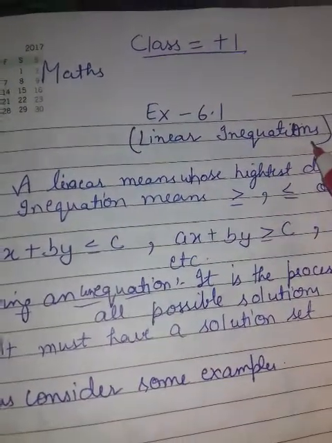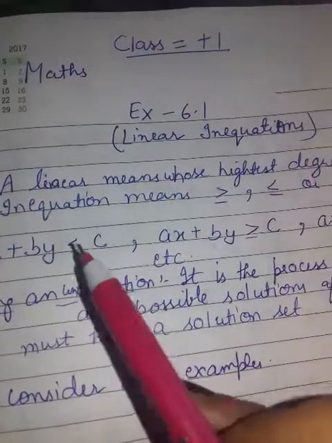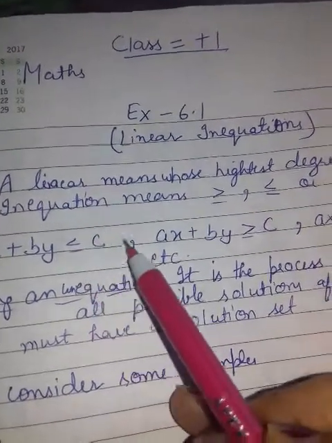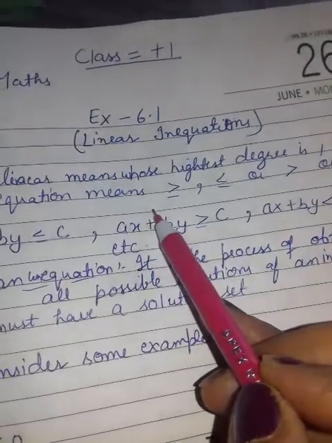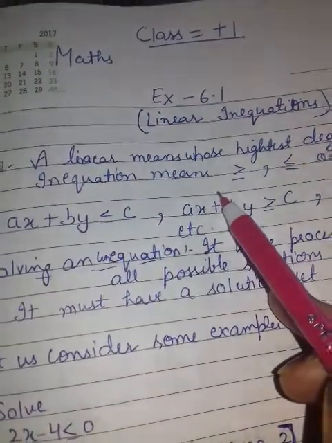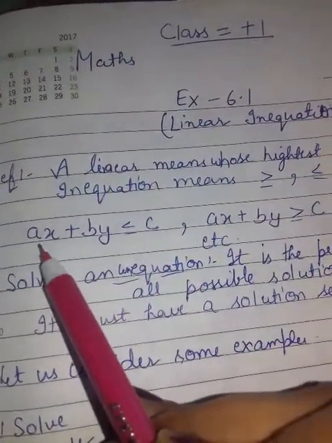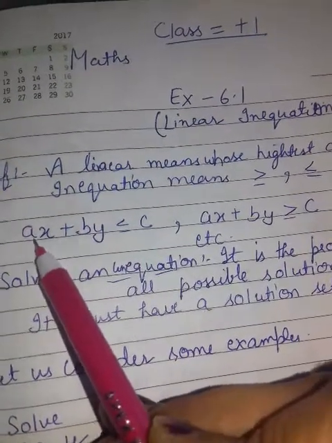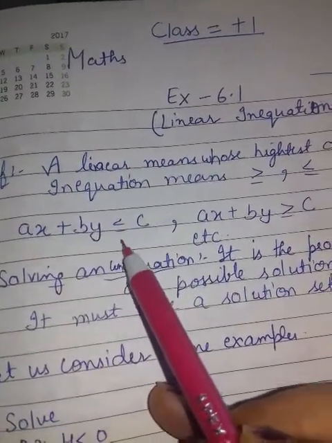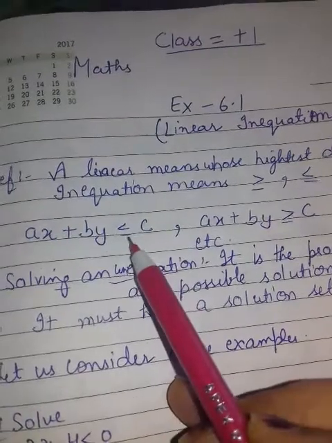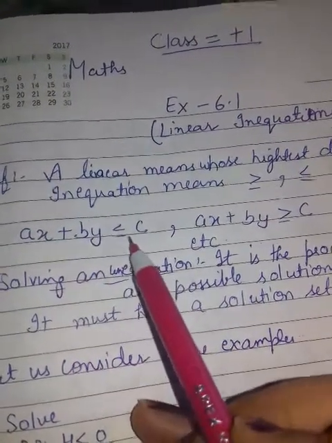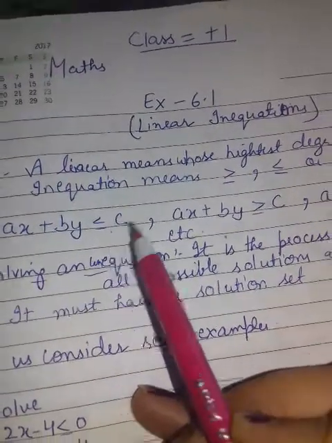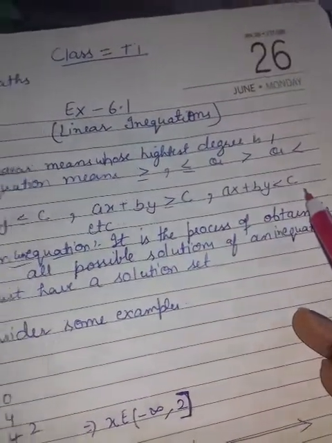Inequation means equality will not be there. Unequal means symbols like less than and greater than will be there. This is known as linear inequation. I have written one example. This is the general linear inequation ax plus by less than or equal to c. It is linear because the highest degree is 1, and the inequality is here. It can be in any form.